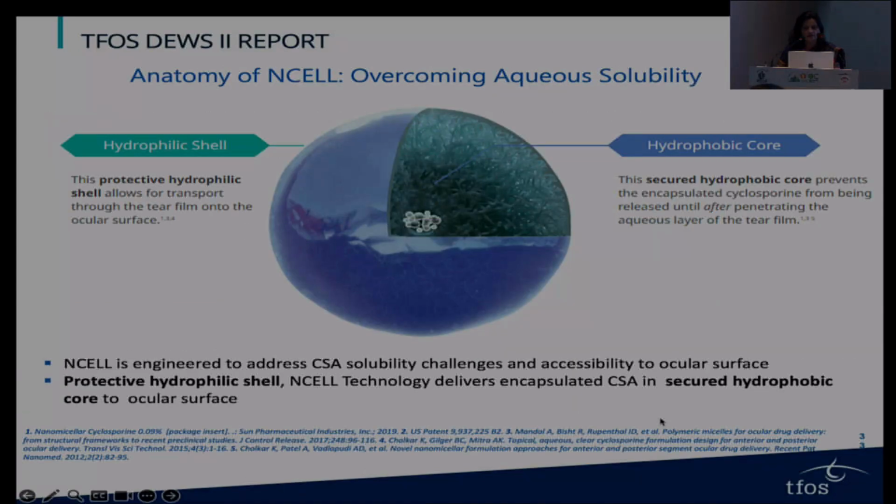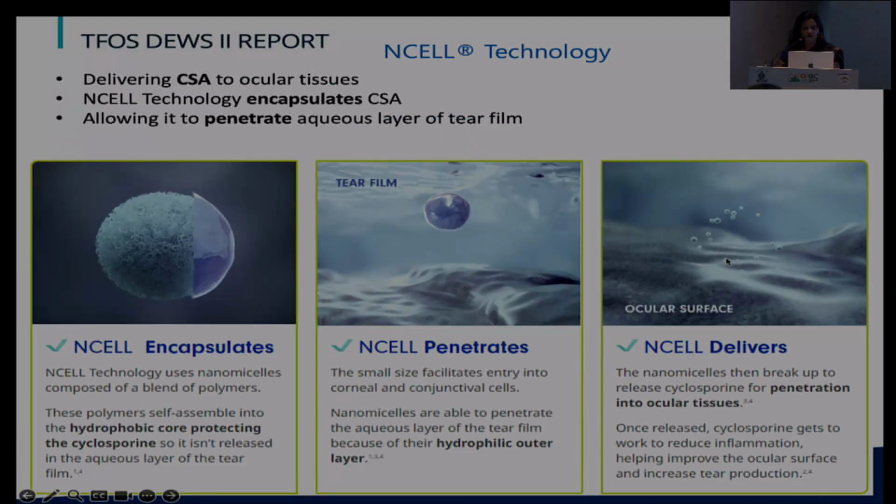So the cyclosporine that we are going to talk about is Cequa, which is based on the N-cell technology. It has a hydrophilic shell which is protective, which allows for transparent transport through the tear film onto the ocular surface, and it has a hydrophobic core which is secured inside, which prevents the encapsulated cyclosporine from being released until after penetrating the aqueous layer of the tear film.